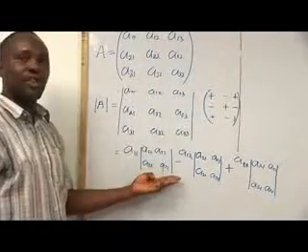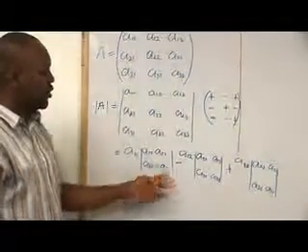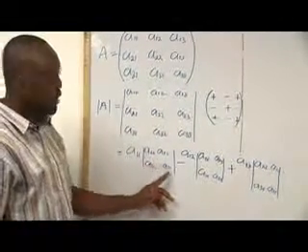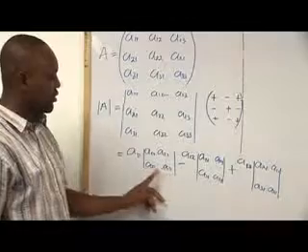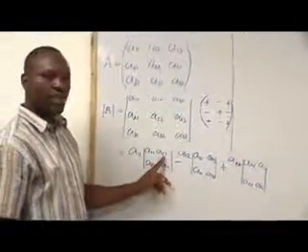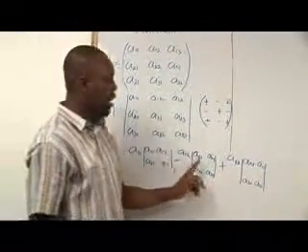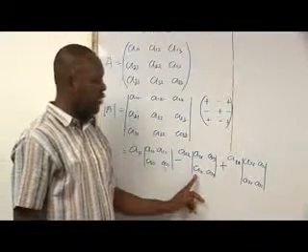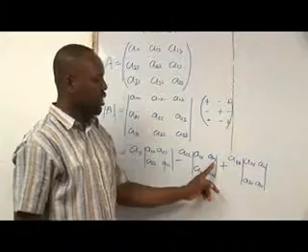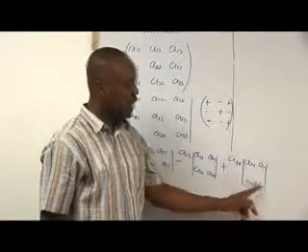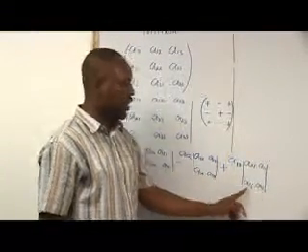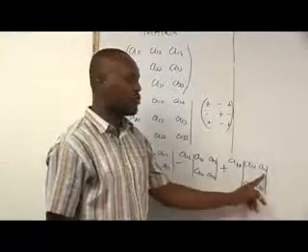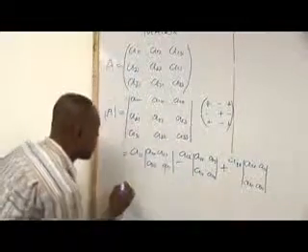Already we know how to find the determinant of a 2 by 2 matrix. So this will be A22 times A33 minus A32 times A31. Here we'll have A21 times A33 minus A31 times A23. And here we have A21 times A32 minus A31 times A22. Let's put that down quickly.